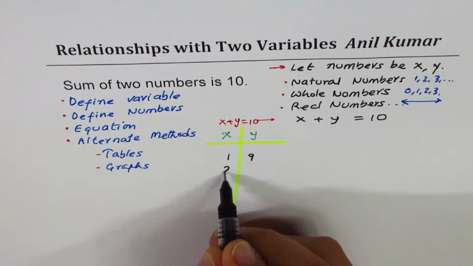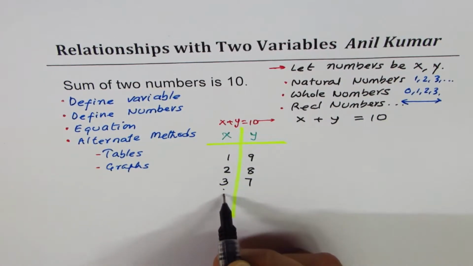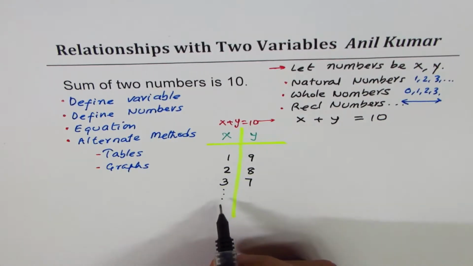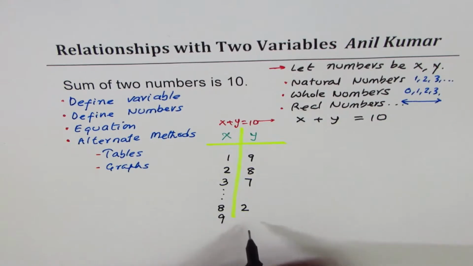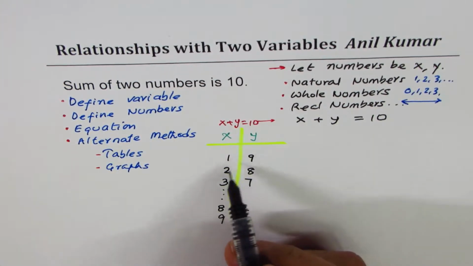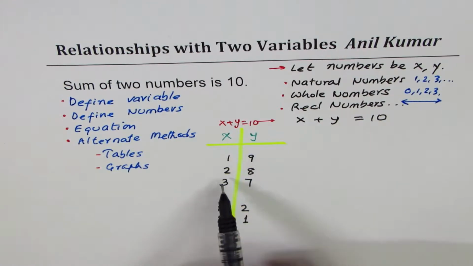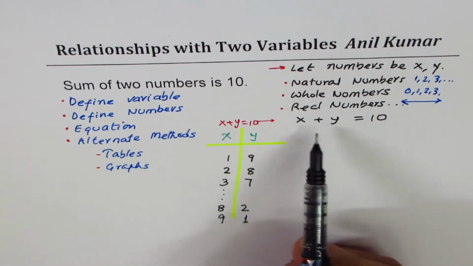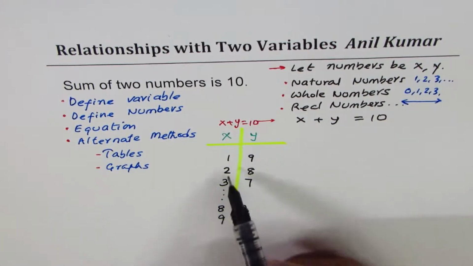If x is 2, y is 8. If x is 3, y is 7, and so on, right? And if x is 8, y has to be 2. And if x is 9, y should be 1, correct? So we get possible solutions. These are called possible solutions for the given equation. If x is 1, y is 9. If x is 2, y is 8. So if you have one equation and two variables, how many solutions do you have? In this case, there are 9 solutions.